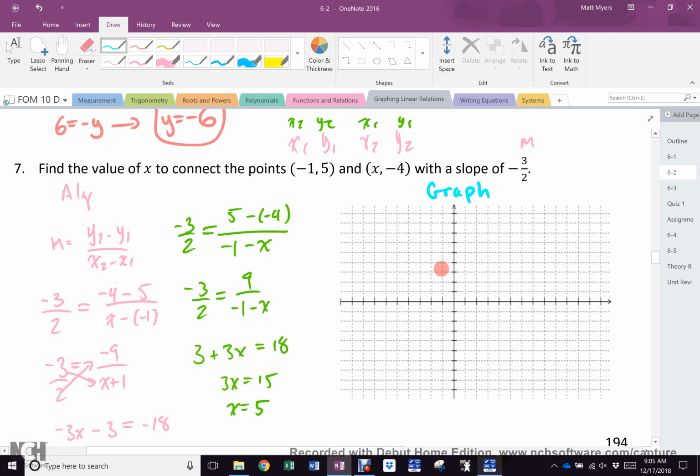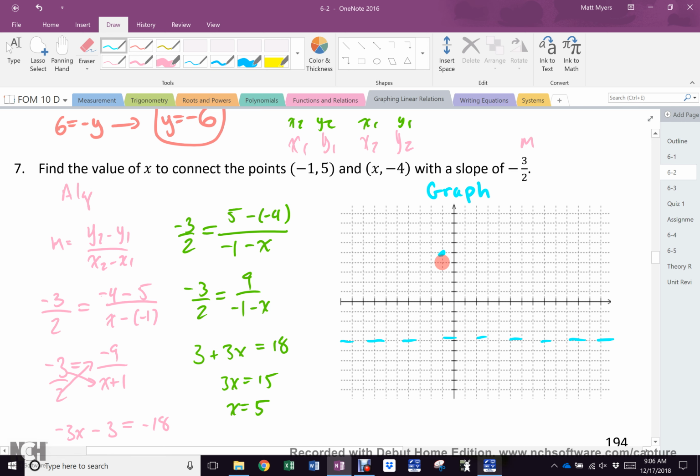-1, 1, 2, 3, 4, 5. Correct? And what's the only thing I know about this other side? It's the y is -4. The y has to be at -4, correct? So all I got to do is get down to that line with a negative slope.